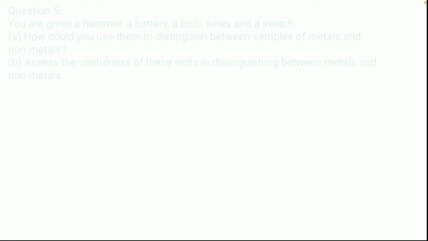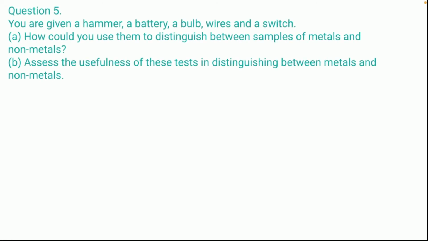Question number 5. You are given a hammer, a battery, a bulb, wires, and a switch. What are the things given to you? A hammer, a battery, a bulb, wires, and a switch. Question is, how could you use them to distinguish between samples of metals and non-metals? One more question is there: assess the usefulness of these tests in distinguishing between metals and non-metals.